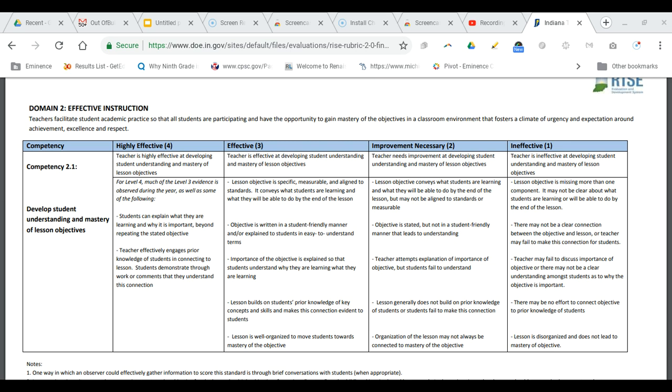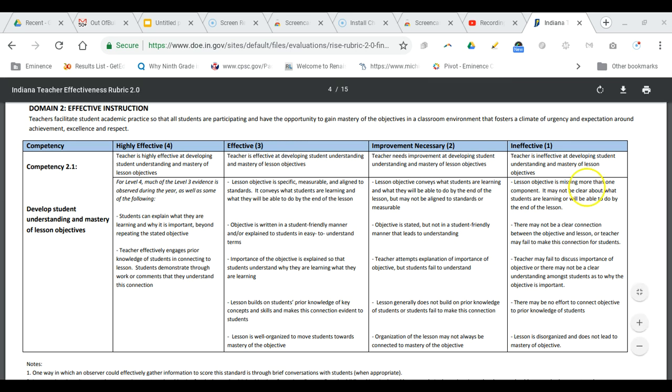As I was saying, Competency 2.1 is about daily learning targets and how you refer back to those, and your instruction is driven by moving in the direction of those student-friendly goals.